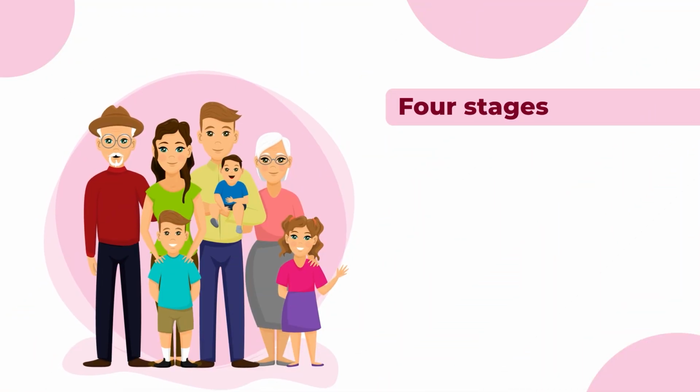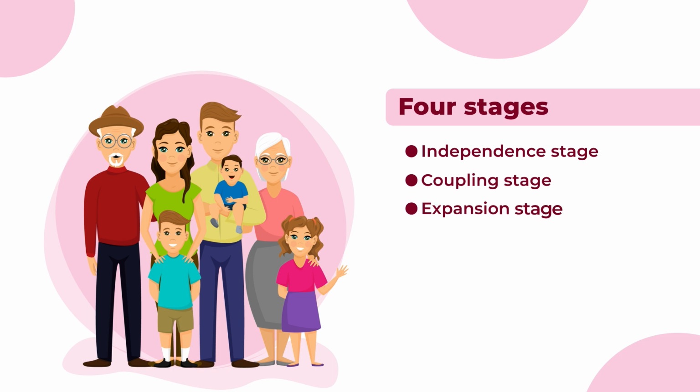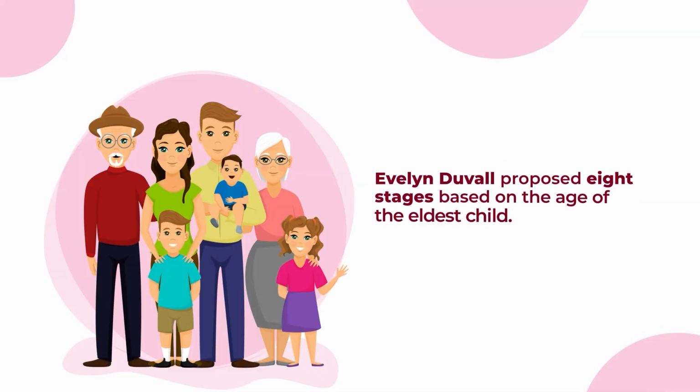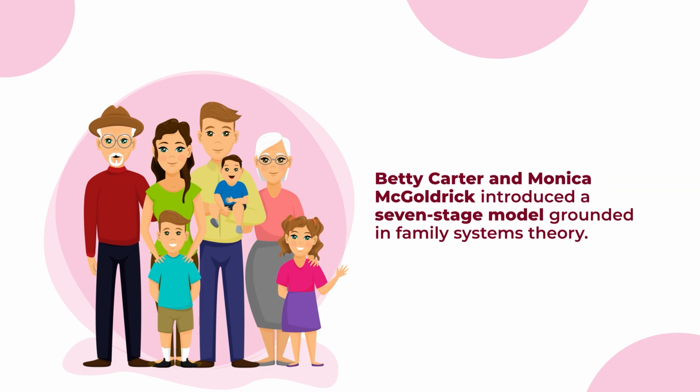Some have outlined 4 stages, that is independence stage, coupling stage, expansion stage, and contraction stage. Others have bifurcated or trifurcated the latter 2 stages, that is expansion and contraction, further. For instance, Elvin Duvall proposed 8 stages based on the age of the eldest child. Betty Carter and Monica McGoldrick introduced a 7-stage model grounded in family systems theory.